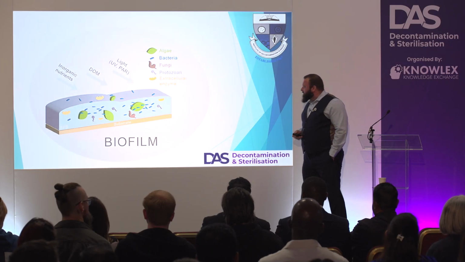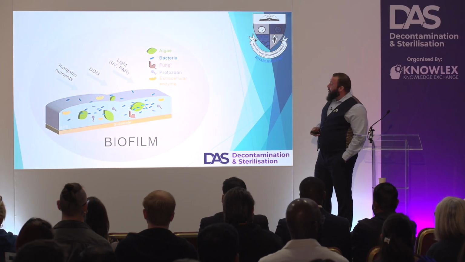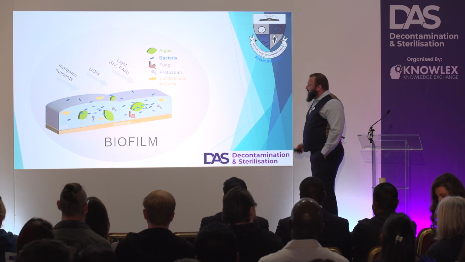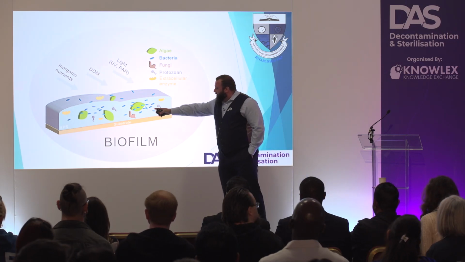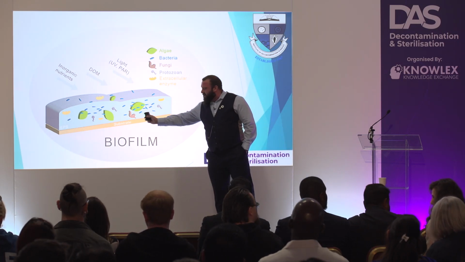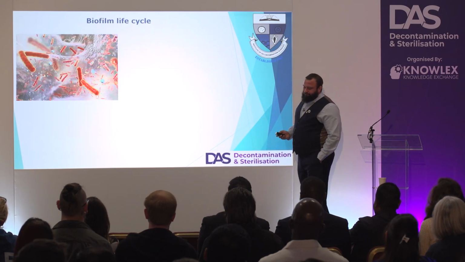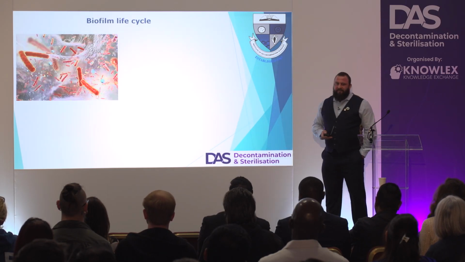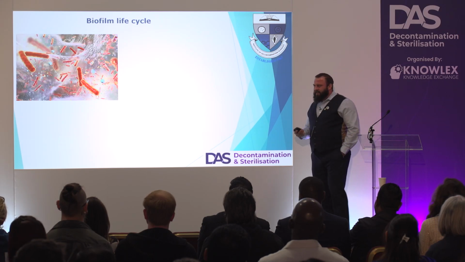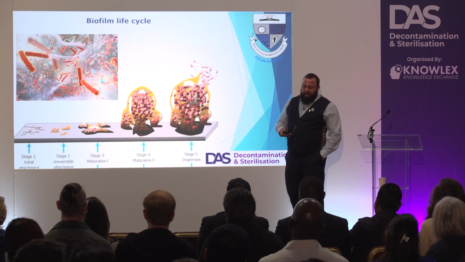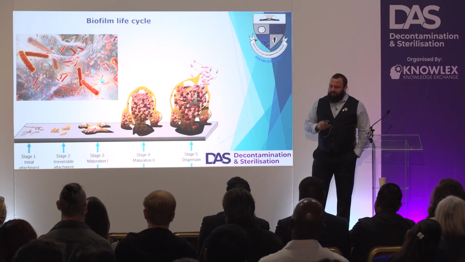So this is a little diagram of how our biofilm sort of looks. You'll have the thin mucilage, or the protective layer, and then inside a vast community of various organisms. So biofilms operate on a cycle. They fully mature after about 96 hours or 92 hours.